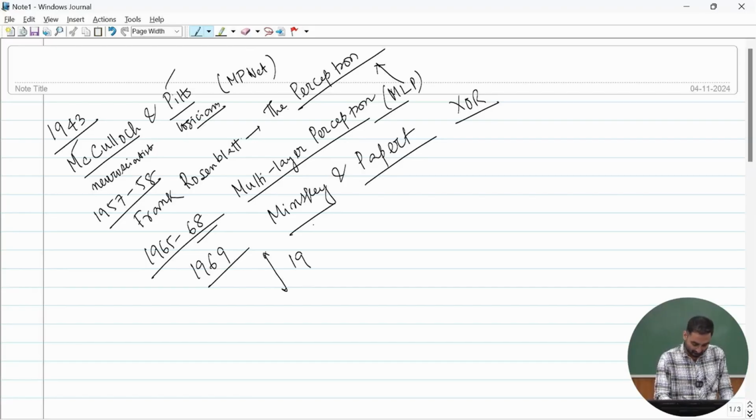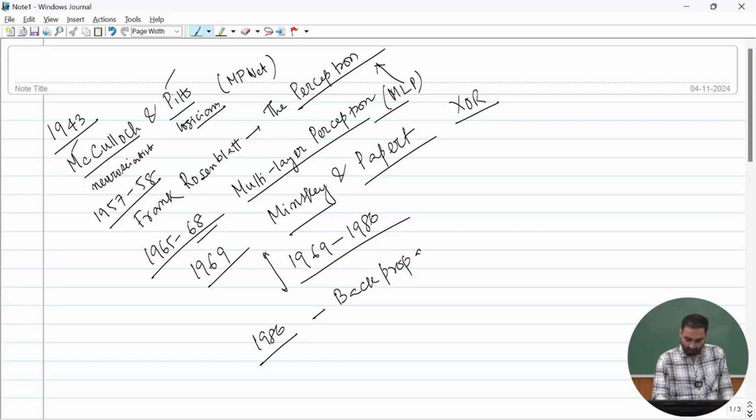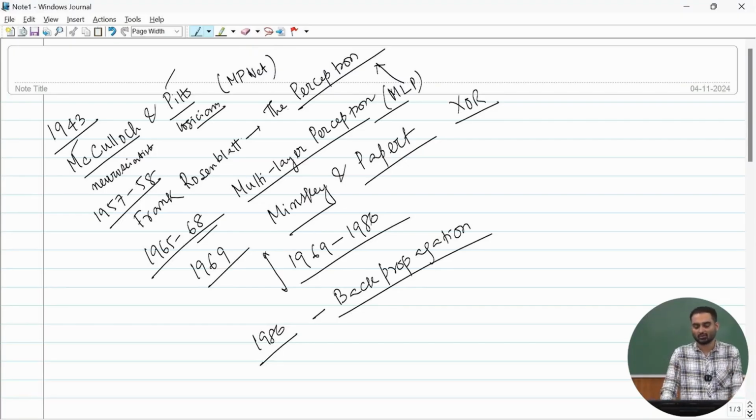I think 1969 to 1986, during that time. Then around 1986, the famous backpropagation method was introduced. All of us know that backpropagation is essentially the building block of all the training protocols that we use in today's neural networks.